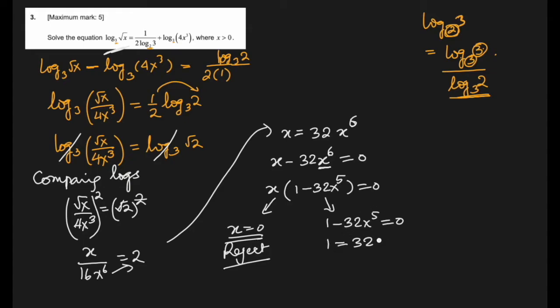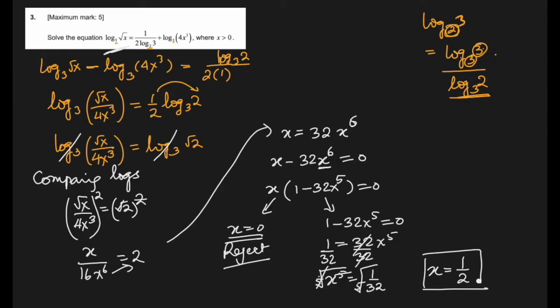Here I'll take 32 x to the power 5 to the other side, and let's divide it by 32 here and 32 here. So x to the power 5 is equal to 1 over 32. To find x, we will find the fifth root here and fifth root here. Fifth root and power 5 cancel. X is equal to fifth root of 1 over 32 is half. This is acceptable solution.